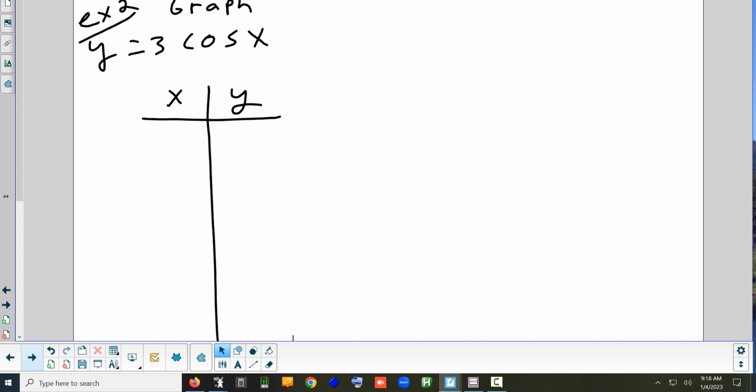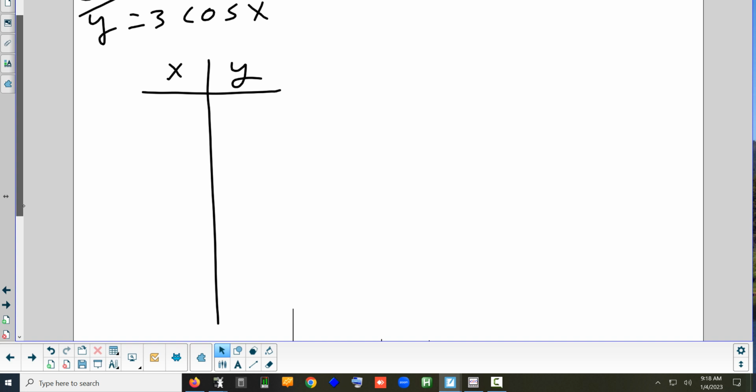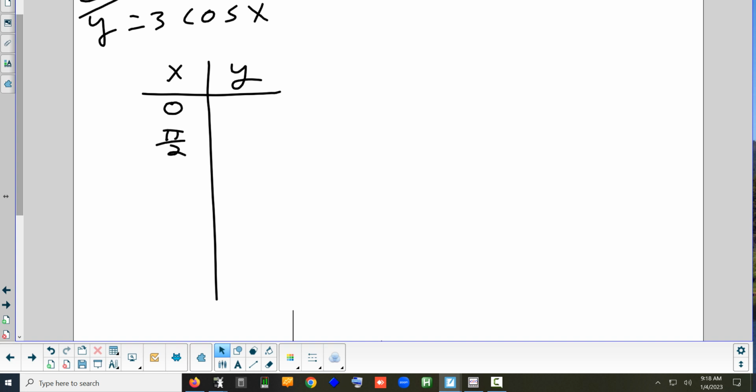So when we do amplitude change, Quinn, what values stay the same? The x's. Can you remind me what my x's are? 0. Yep. Pi over 2. Pi.